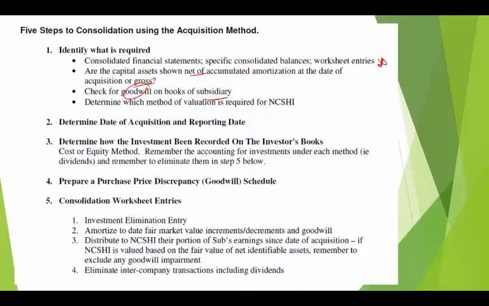And finally, we need to determine which method of valuation is required for NICSHI. Remember, under the acquisition method of consolidation, which is the required method of consolidation for both ASPE and IFRS, there are 2 options to account for NICSHI. The fair value, or full fair value method, and the net identifiable assets method. The difference between the 2 is whether or not we assign NICSHI a fair value for their imputed portion of goodwill upon acquisition. We do so under the full fair value method, but not under the net identifiable assets method.